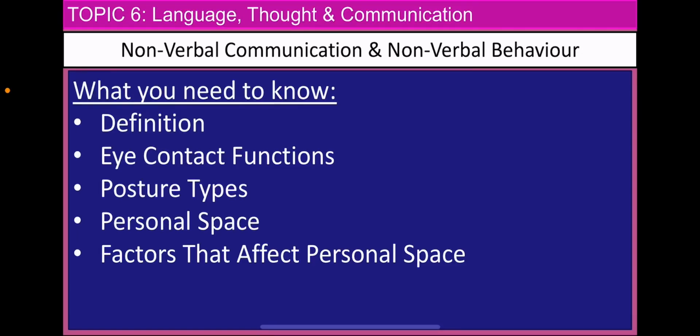I'm going to take you through everything you need about non-verbal communication and non-verbal behaviour for your psychology GCSE here. We're going to go through the definitions of the keywords, then we're going to talk about the main types of non-verbal behaviour that come up in the exam, and those are eye contact, postures, personal space, and this includes the factors that affect personal space.